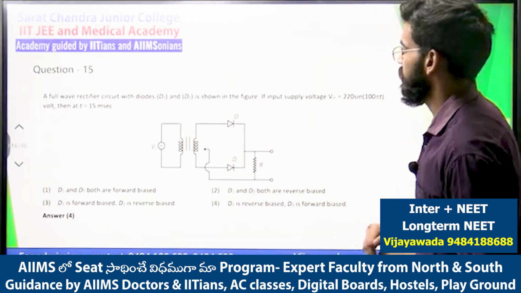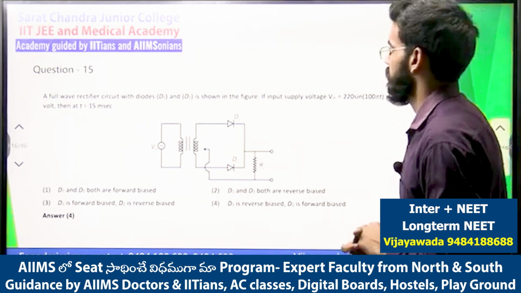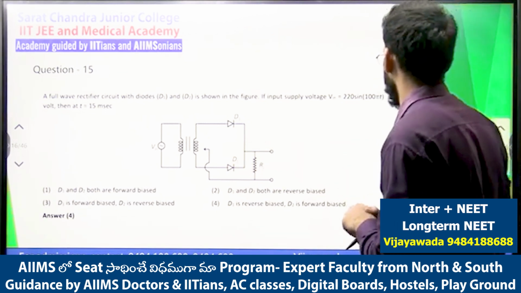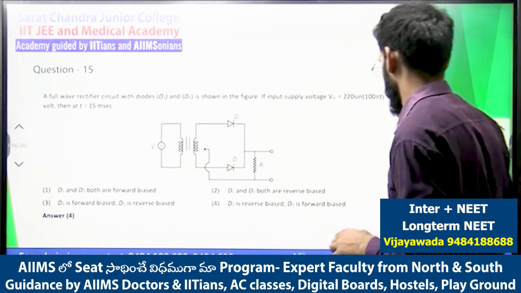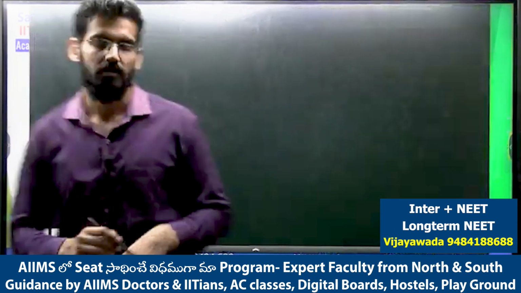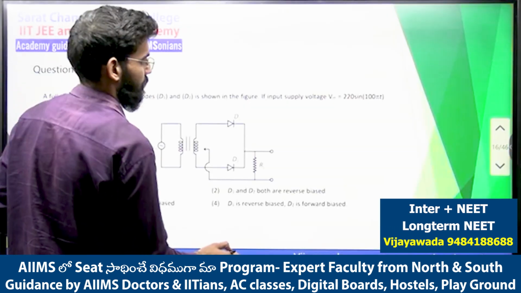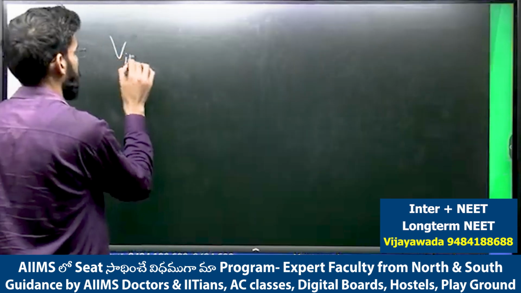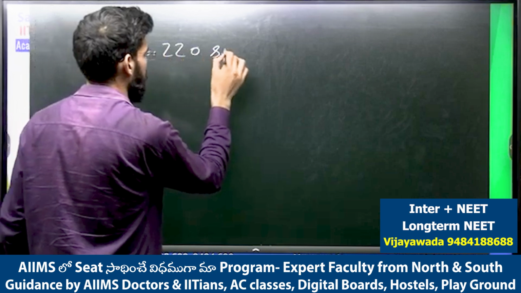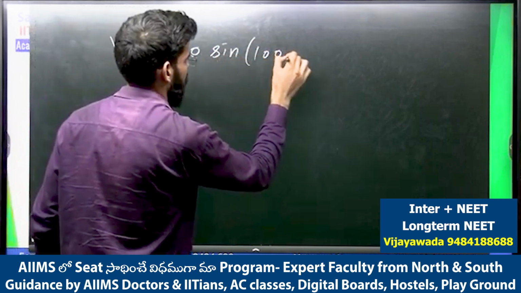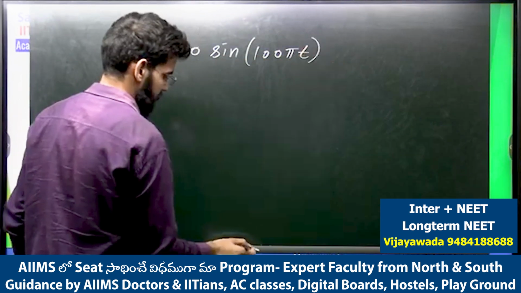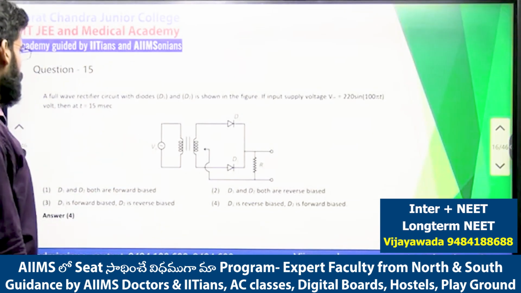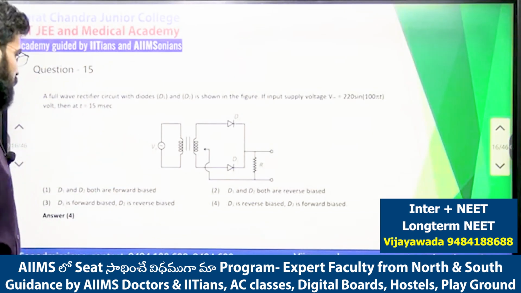Next, 15th. You can solve it here only. See what is happening. D1, D2 as shown in the figure. If input supply is V in equals 220 sine 100 pi t. Let me write it down. V in equals 220 sine 100 pi t. Then at t equal to 15 milliseconds, he is asking forward bias and reverse bias.